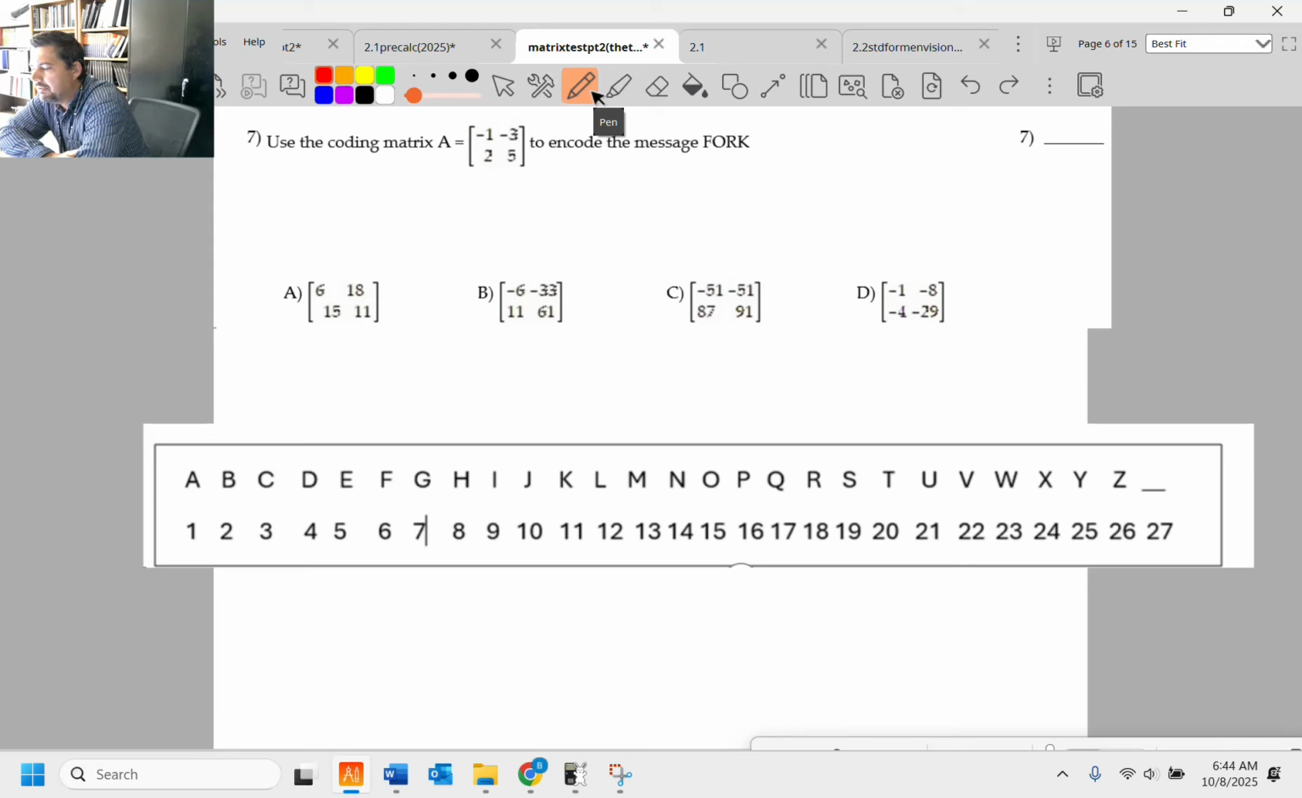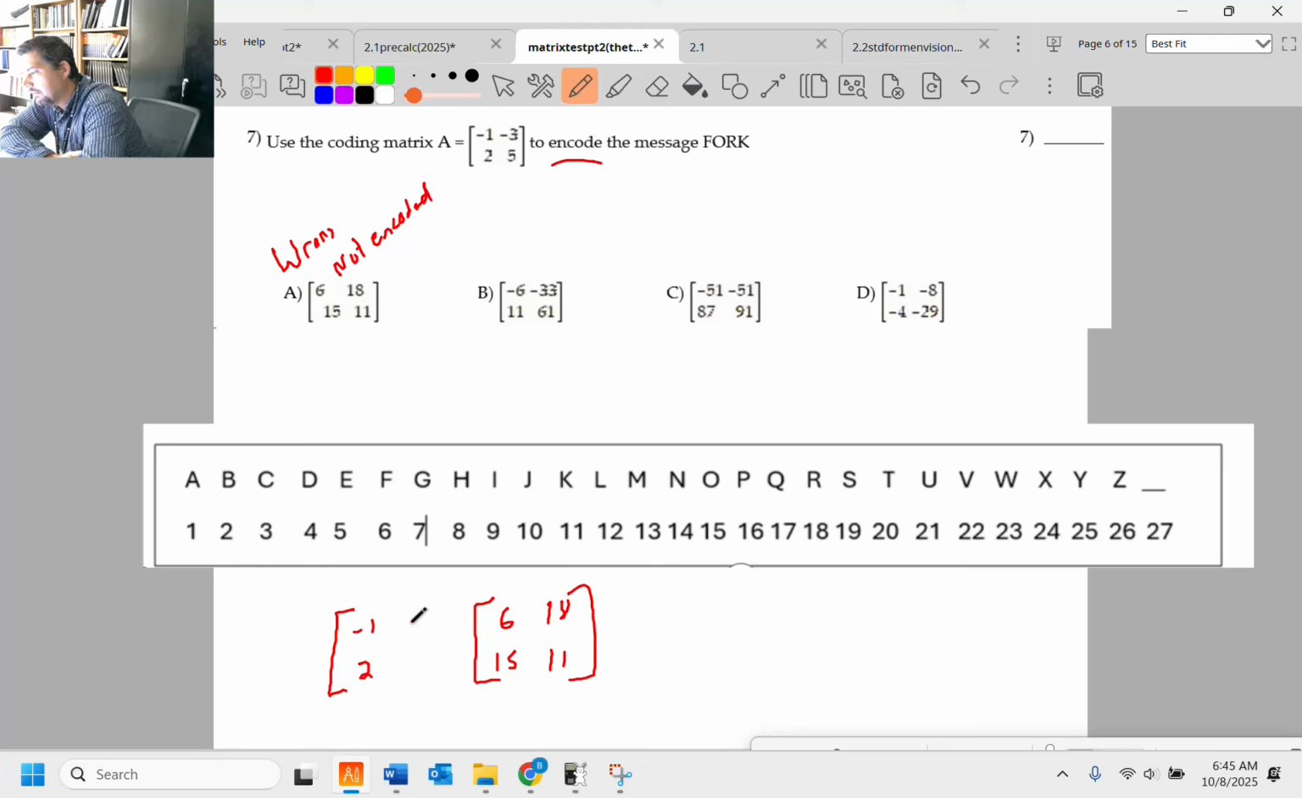But, you know, I would say in first period, half of my students picked choice A, and choice A is wrong. It says encode the message. It doesn't say just convert to numbers. So F is a 6, right? O is a 15. R is an 18 because you're spelling fork. And then K is an 11. Why is this wrong? It's not encoded. You have to encode it. You're supposed to take matrix A and multiply it by matrix B.